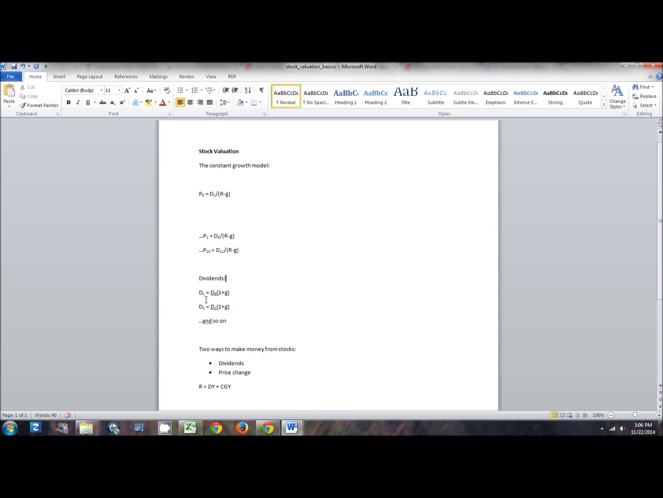And the relationship is this. One dividend is just equal to the preceding dividend times 1 plus g. So D1 would be equal to D0 times 1 plus g. D2 would be equal to D1 times 1 plus g. D30 would be equal to D29 times 1 plus g, right? So this relationship is always true.